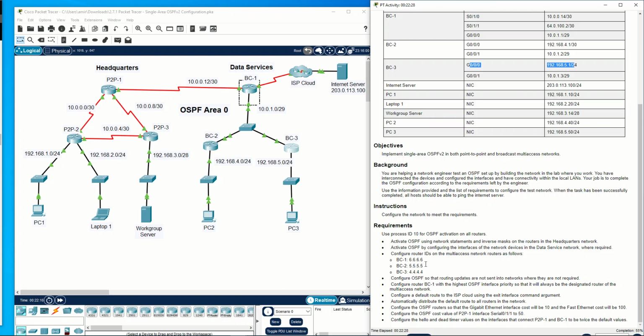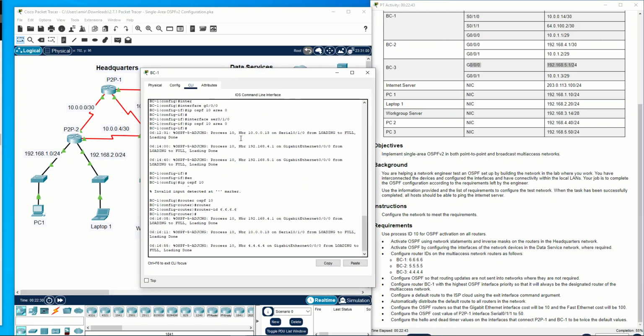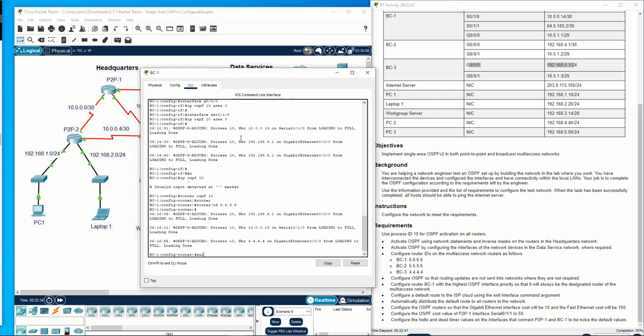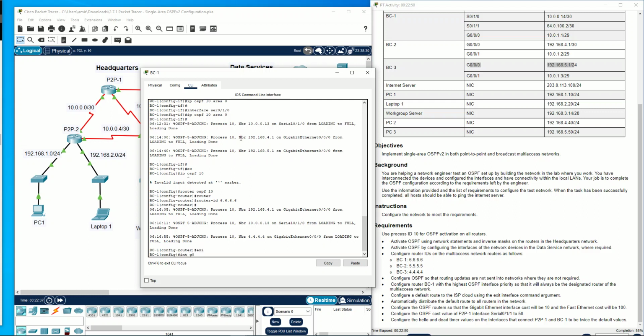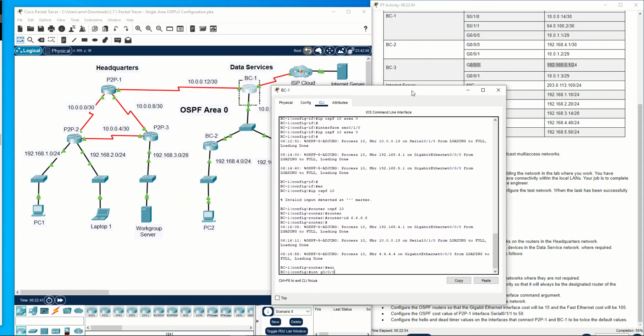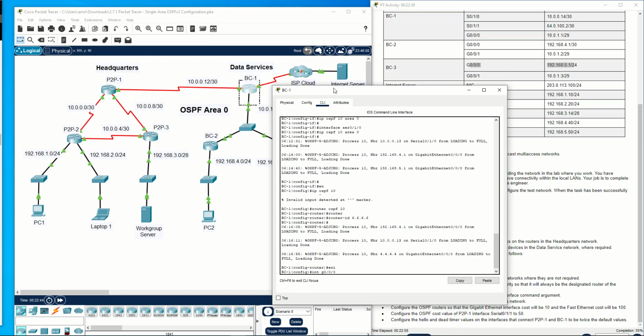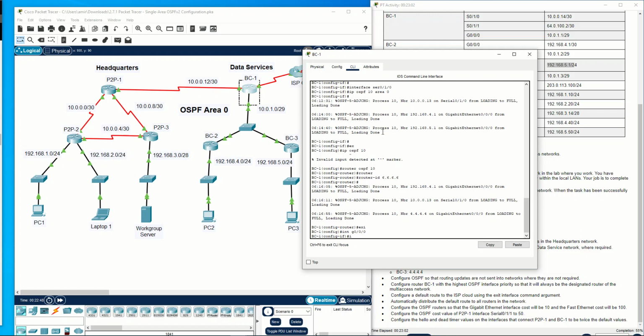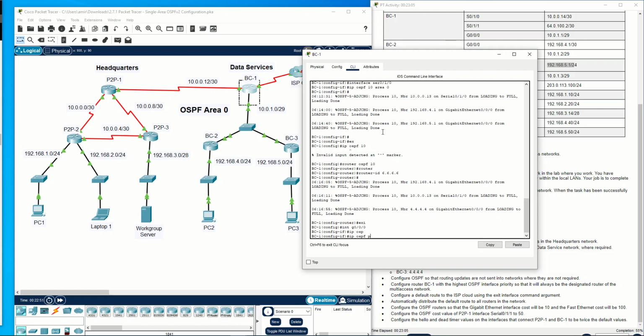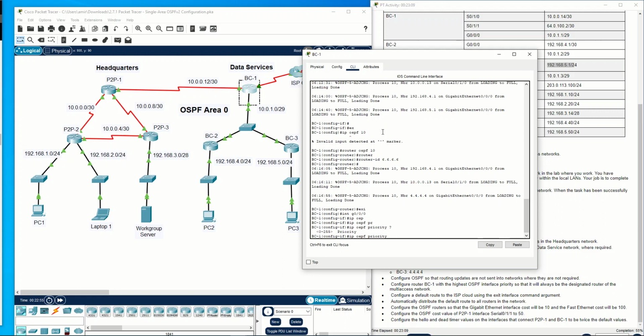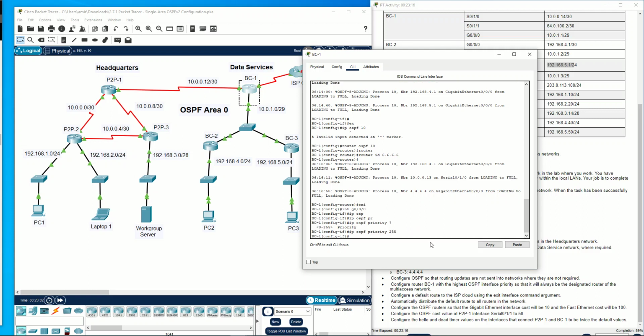And configure BC1 with the highest OSPF interface priority so that it will always be the designated router of the multi-access network. Okay, what is the highest priority? We should come back here and under interface G0/0/0, this interface that is connected to BC2 and BC3, and we say IP OSPF priority. What is the highest? The highest is 255 here, 255. Okay. And in this situation, it should always be elected as designated router.